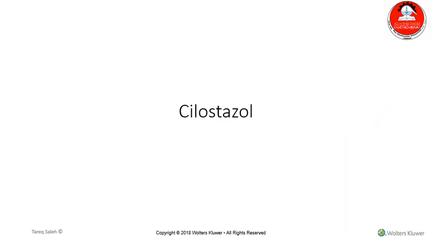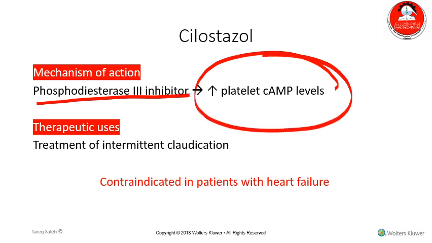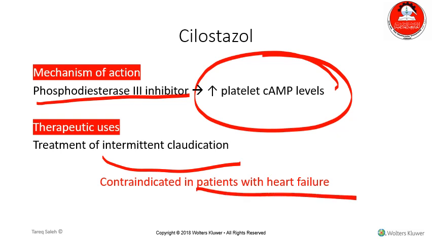The last drug in this presentation is cilostazol. Cilostazol is another phosphodiesterase inhibitor that results in elevation of cyclic AMP levels inside the platelet, keeping the platelets inhibited. It is used for the treatment of intermittent claudication caused by thrombosis in the peripheral arteries. Cilostazol is contraindicated in patients with heart failure.